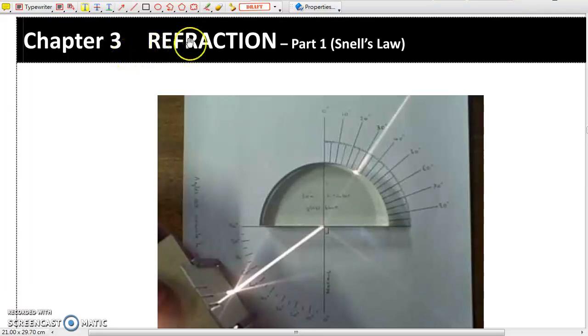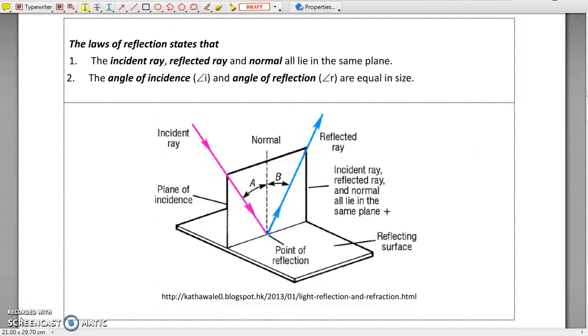Chapter 3 Refraction Part 1: Snell's Law. Not long ago, you have learned the laws of reflection. It was simple. The angle of reflection is always equal to the angle of incidence.